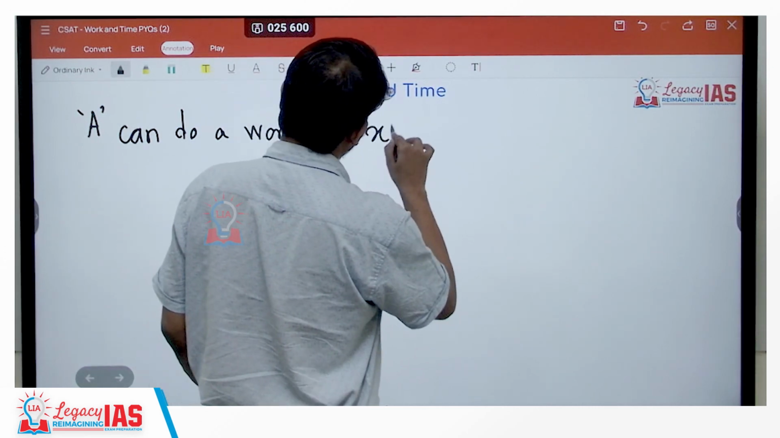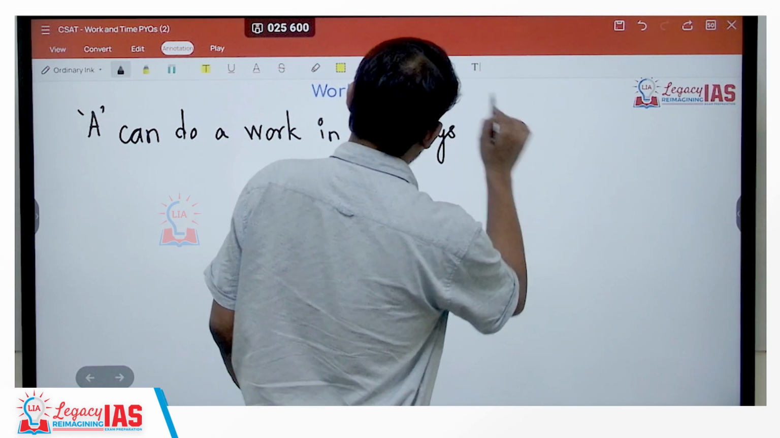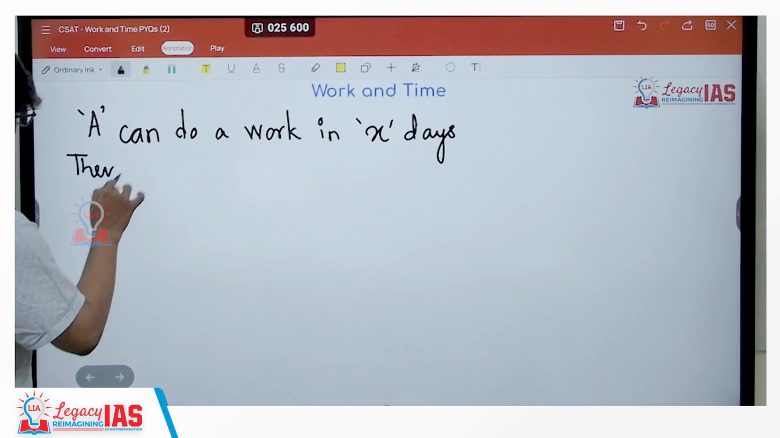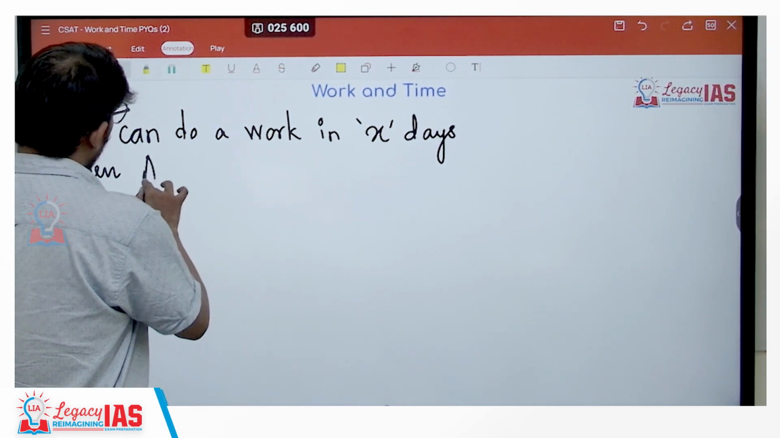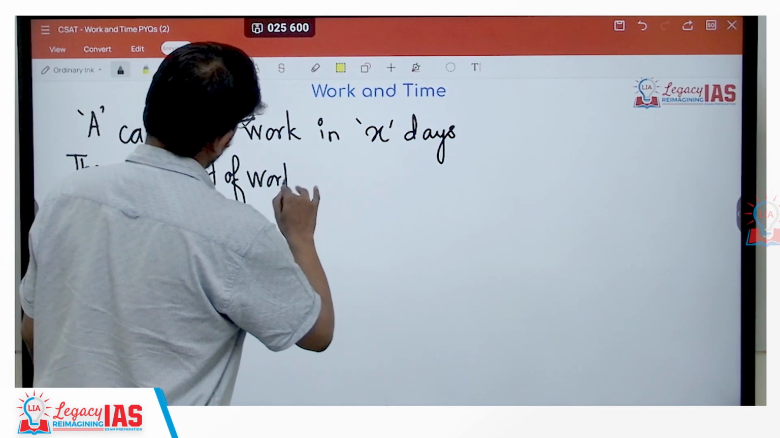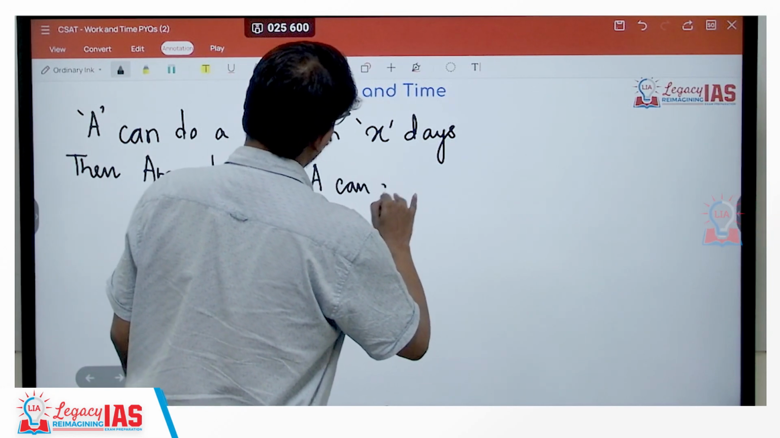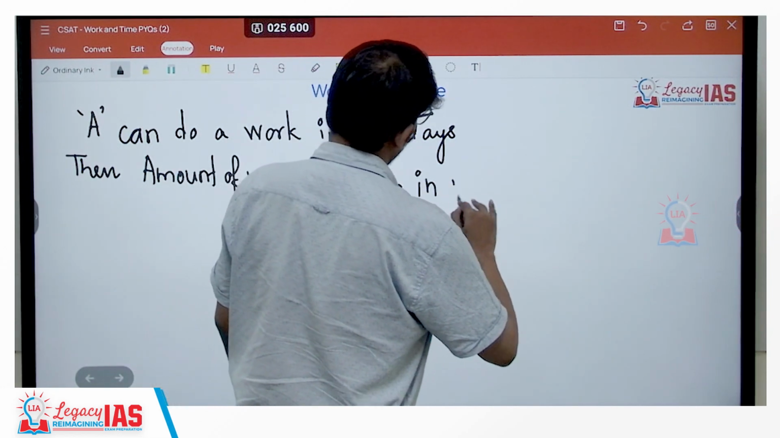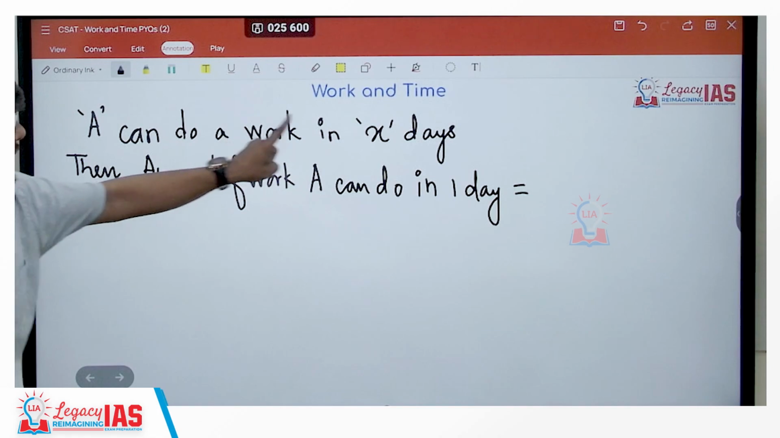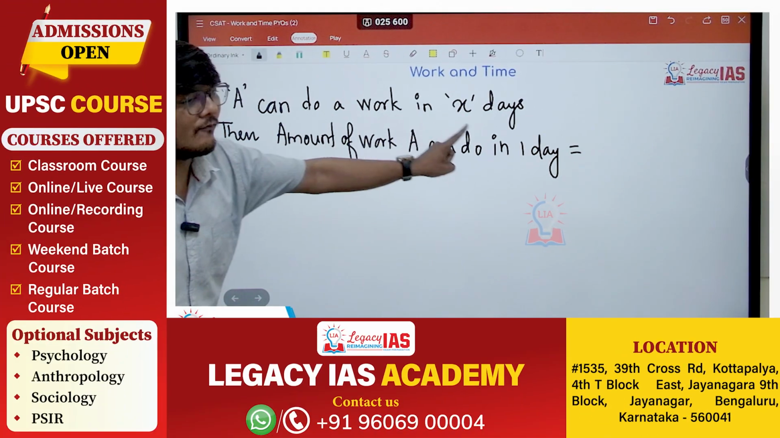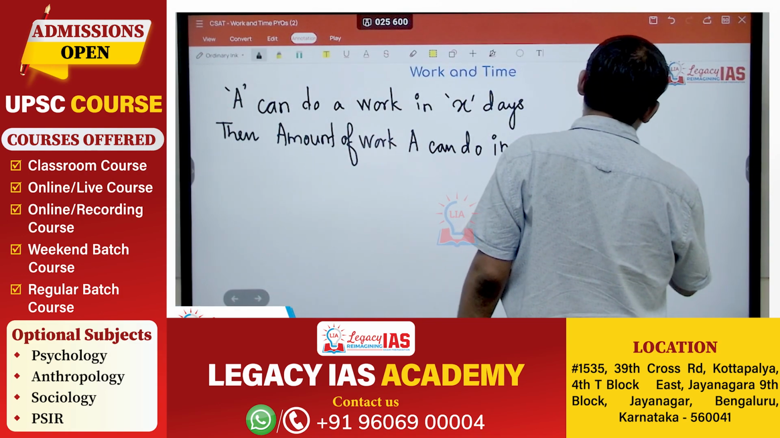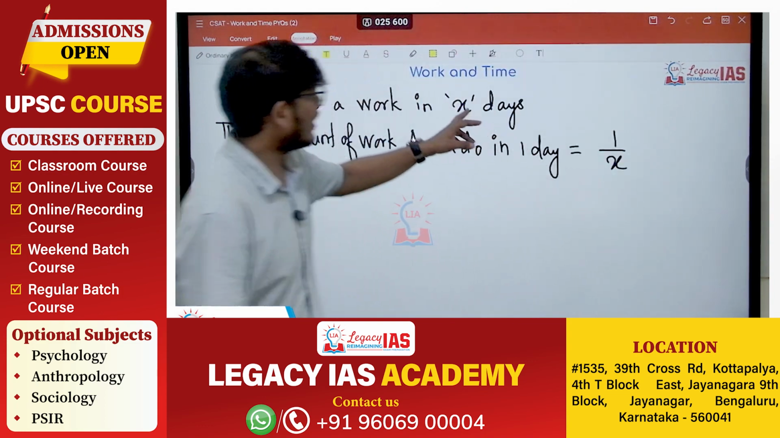So if A can do a work in X days, then the amount of work A can do in one day will be what? If A is doing one work in X days, the amount of work A can do in one day will be 1 divided by X, where X is the number of days required.